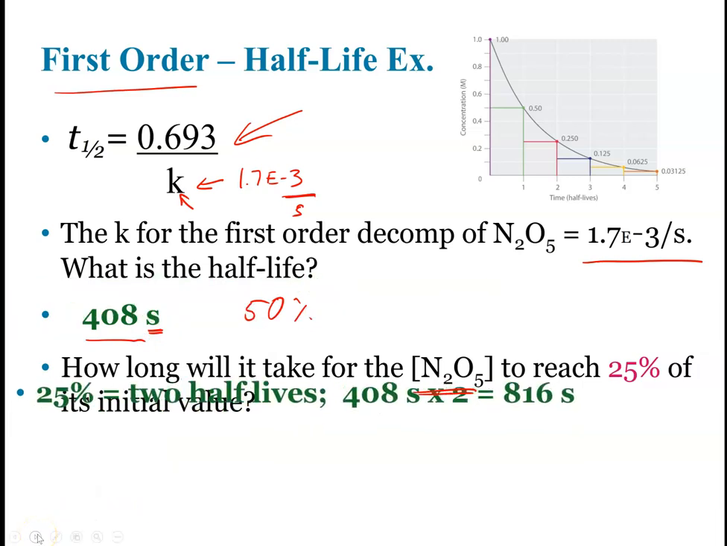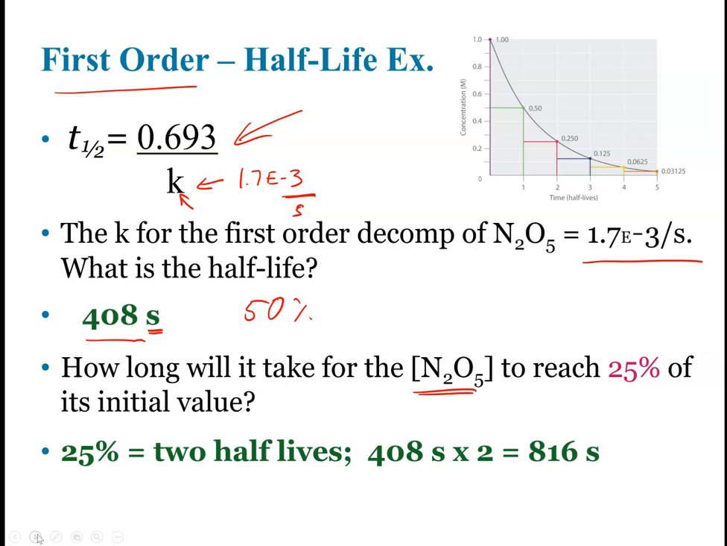So this would be 2 half-lives. So you take the 400, because again, first order has a constant half-life. It would be 816 seconds to go down to 12.5%, that's 1/8, that would be 3 half-lives.